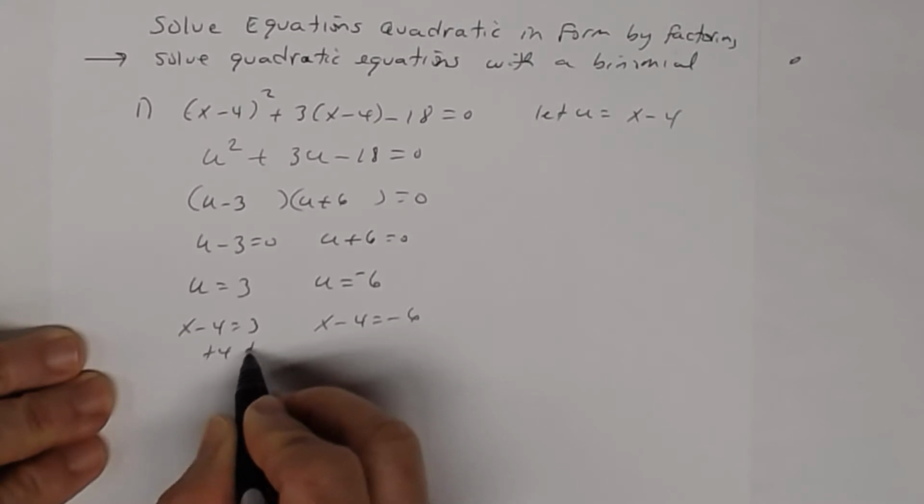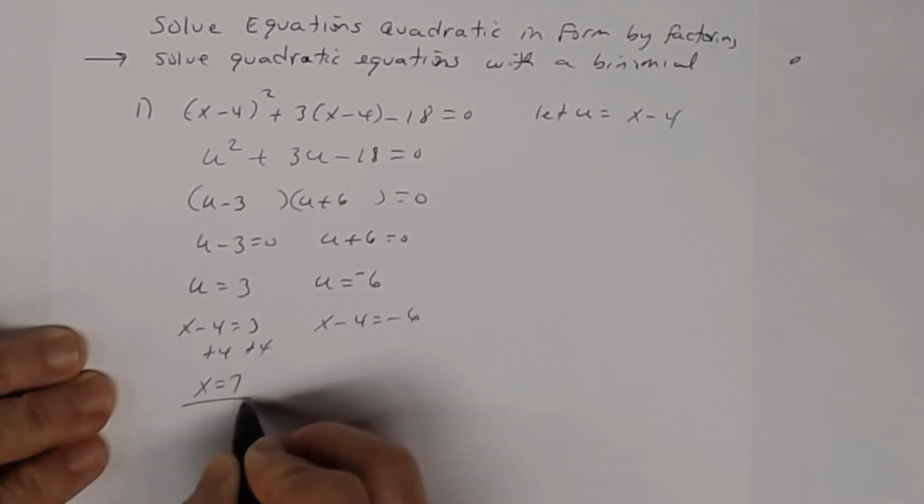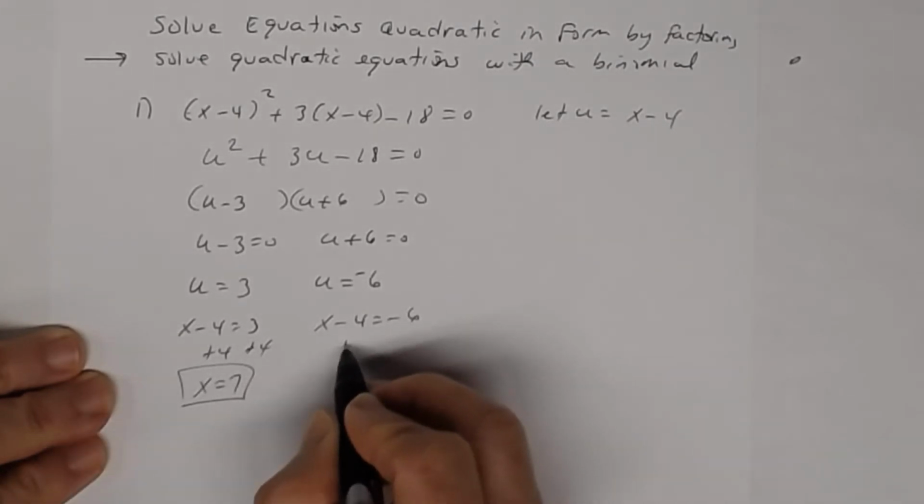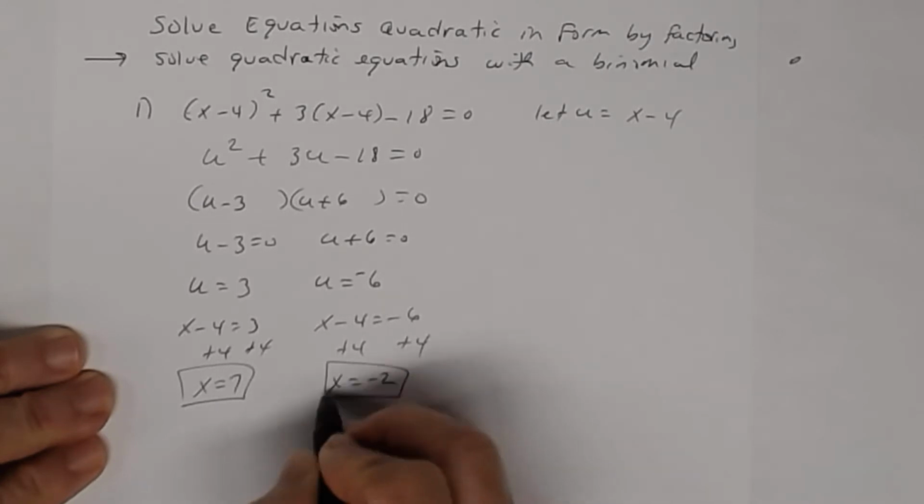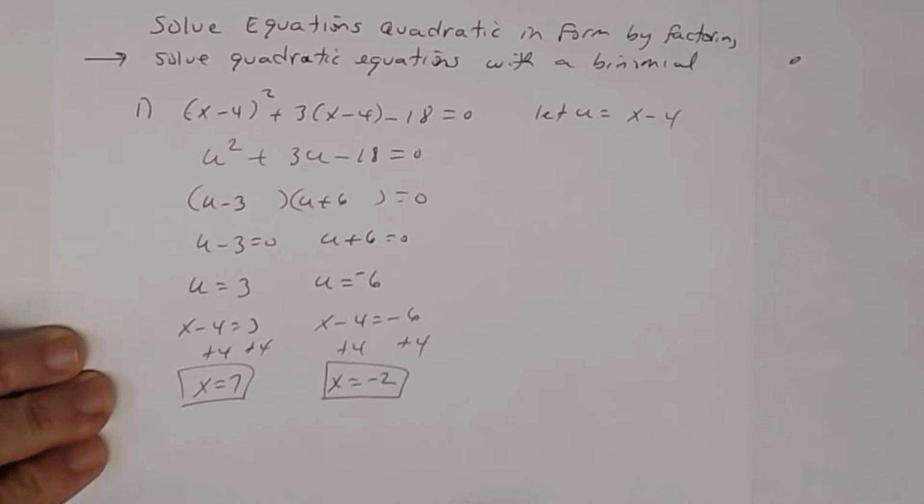So I add 4 to both sides. I get x to be 7. So there's one of your solutions. Over here, I add 4 to both sides. I get x to be negative 2. And there's the other. And that's all it is.